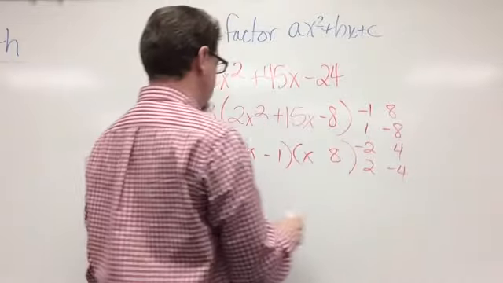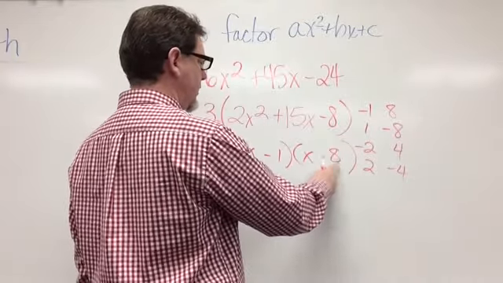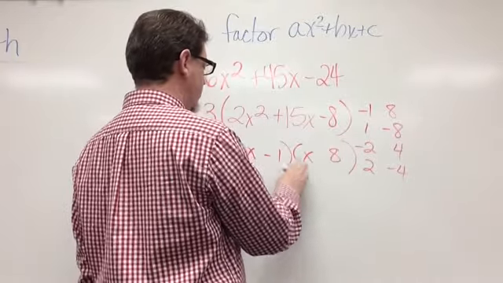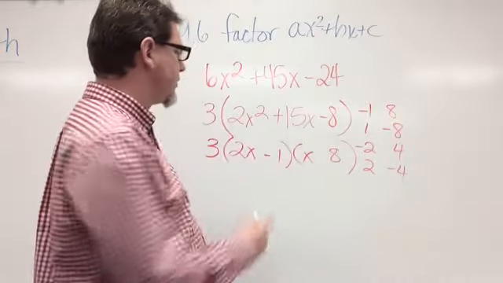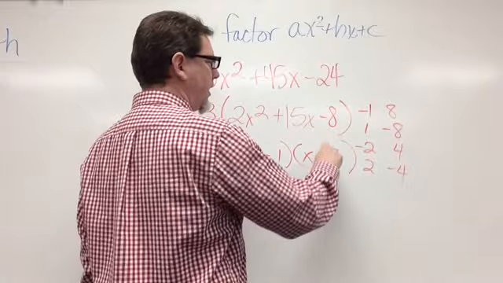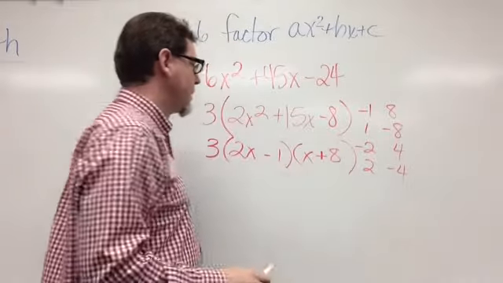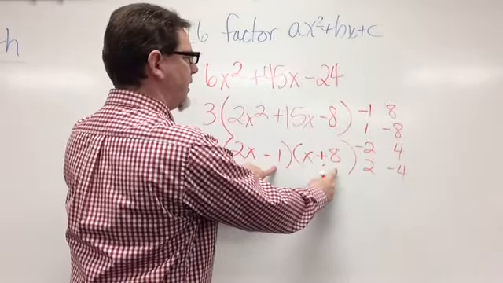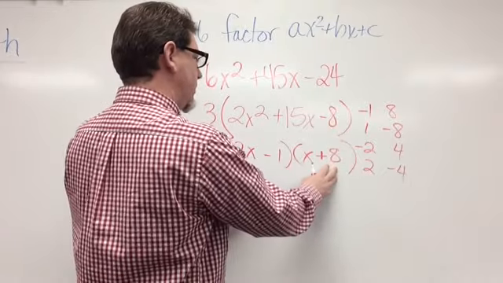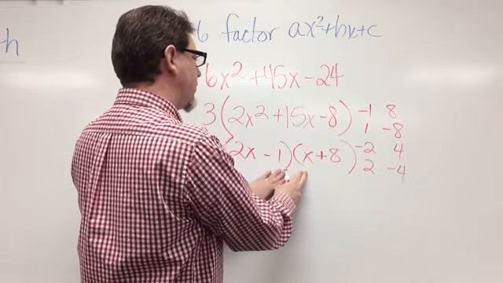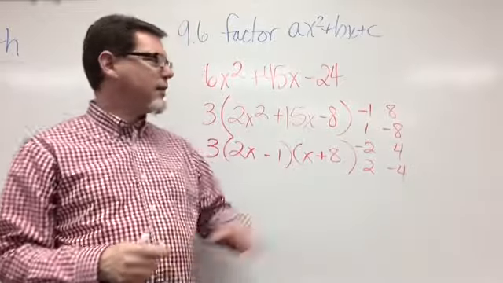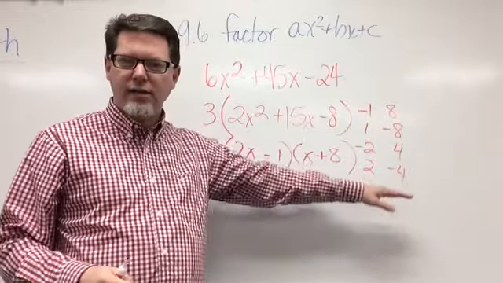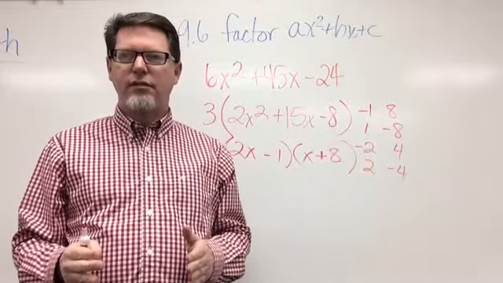Negative 1, 8. 2 times 8 is 16. Negative 1 times x is negative 1. 16 plus negative 1 is 15. Dang, got it on the first try. So 2x minus 1, x plus 8. Negative 1 times 8 is negative 8. 16x, negative 1x, positive 15x. I'm done. Write those factors down, guess and check, and you'll have it.